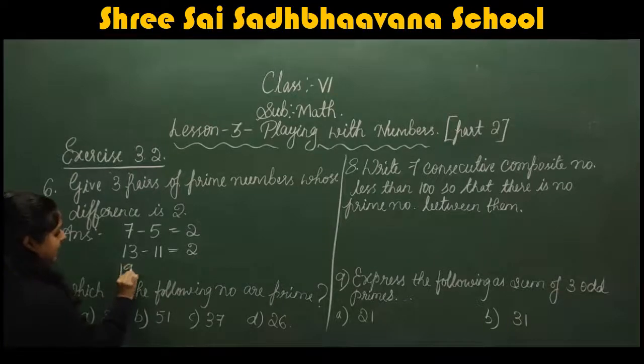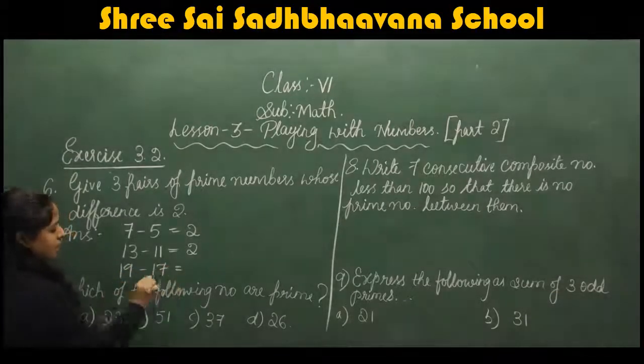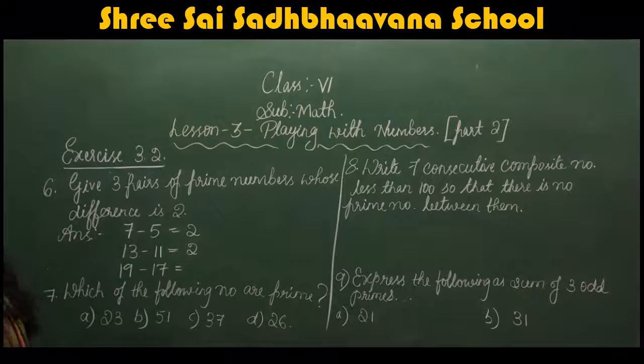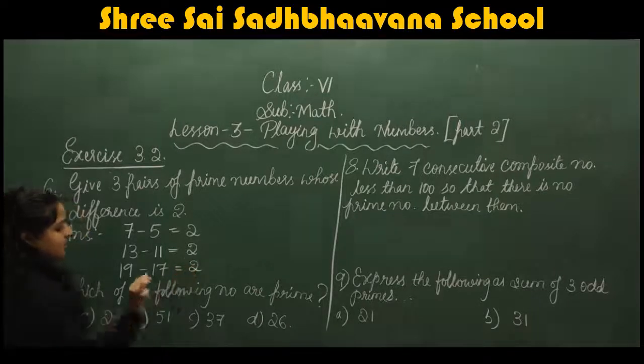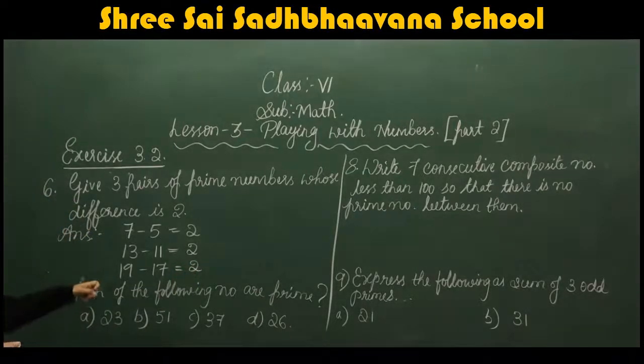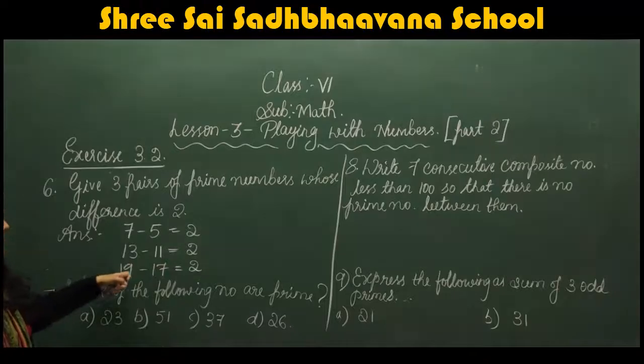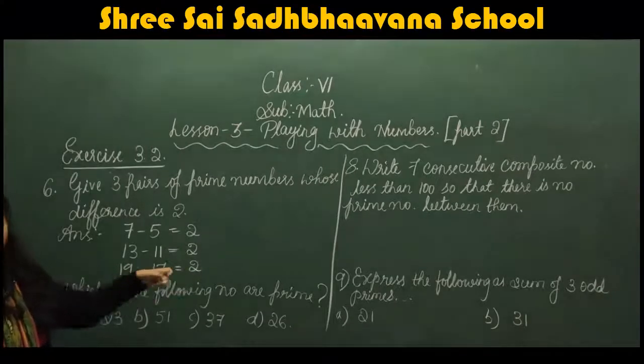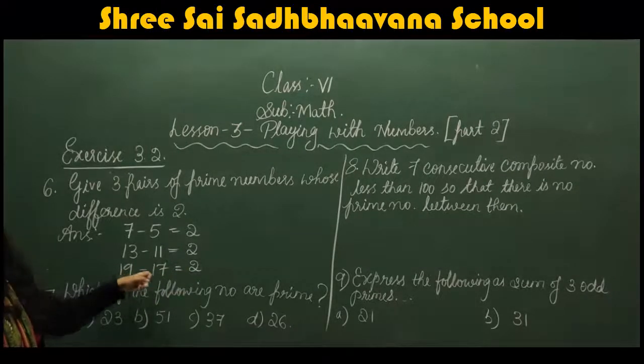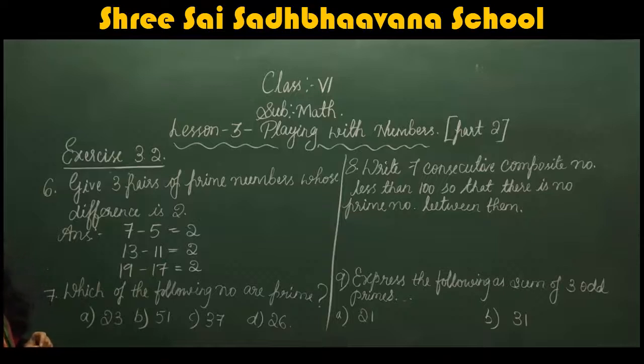And here 19 minus 17, where you can find both the numbers are prime numbers. That is also a 2. So these are the prime numbers whose difference is 2. 7 minus 5 is 2, 7 is a prime number, 5 is a prime number. 13 minus 11 is also 2. 19 minus 17 is also 2. Here both the numbers are prime numbers. Understood now how to write?